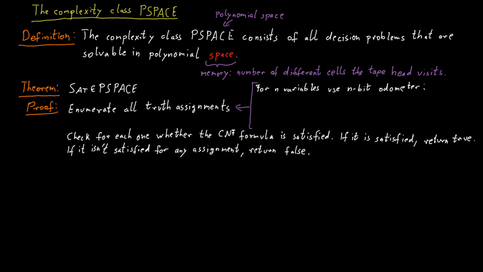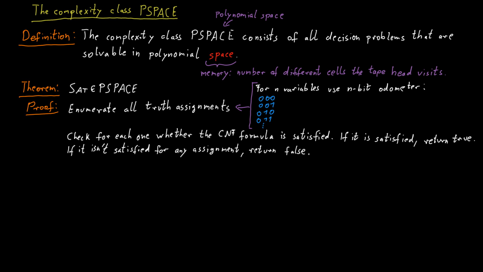So for example, let's say n is equal to 3, so we would start with 0, 0, 0, which means we set all 3 variables to false. And then we increase the counter, which would get to 0, 0, 1, so we would set the first 2 variables to false and the third variable to true. And then the next assignment would be 0, 1, 0, so the second variable would be true and the other 2 would be false, and so on. So in this way we can systematically enumerate all possible truth assignments to the n variables.